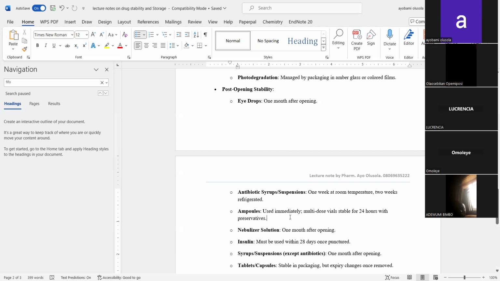Then injections in ampoules. Ampoules are the ones that you have to break. You know ampoules, those small, tiny ones that are for single use.